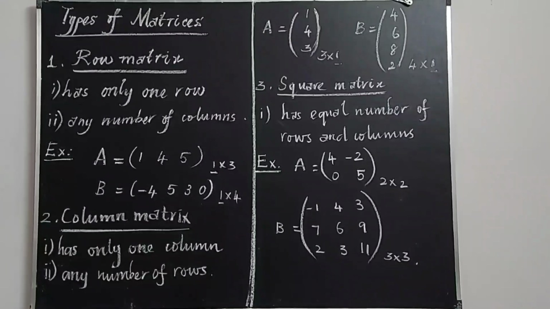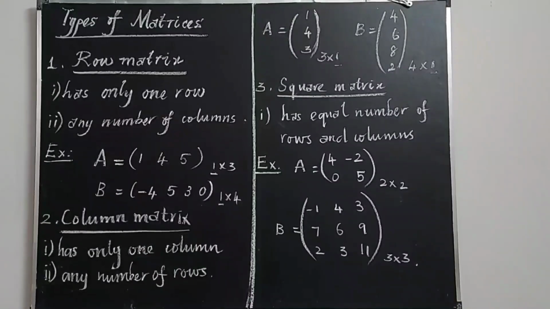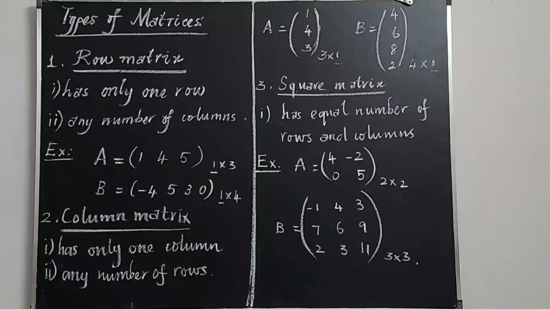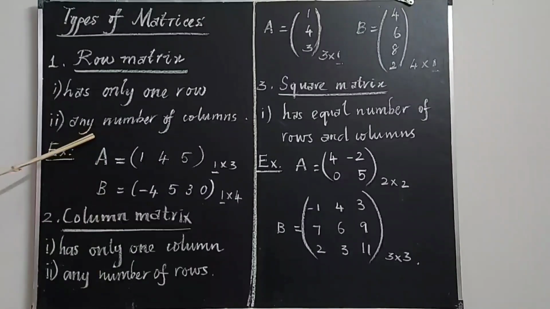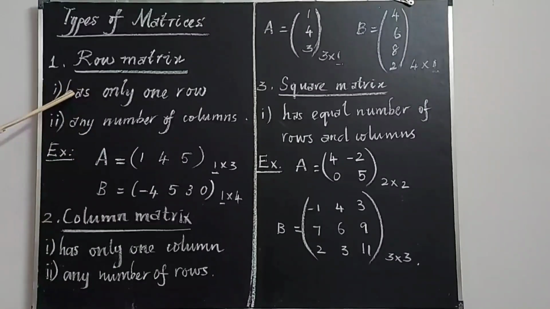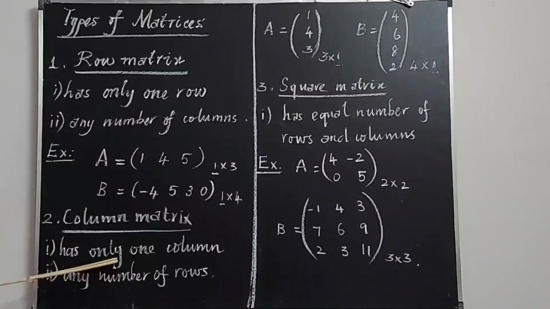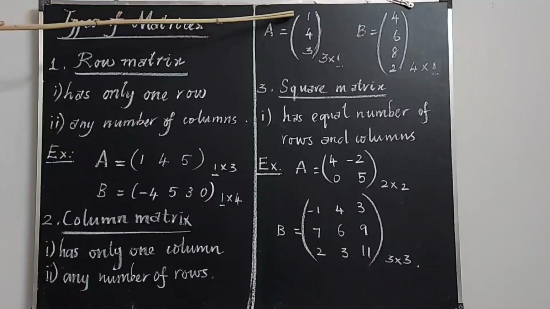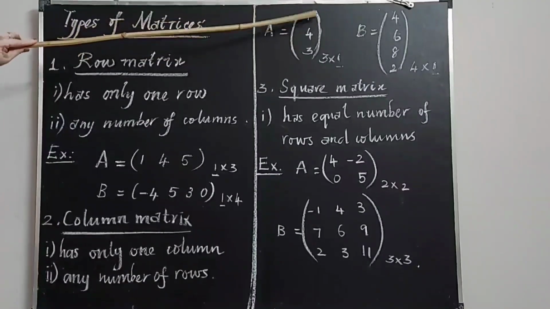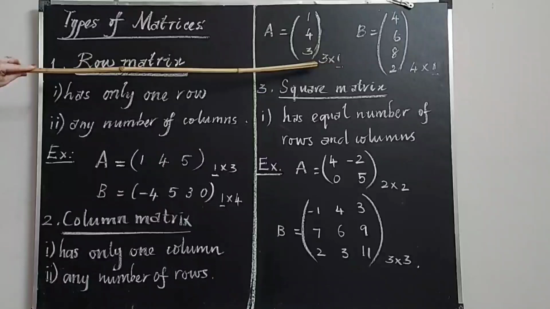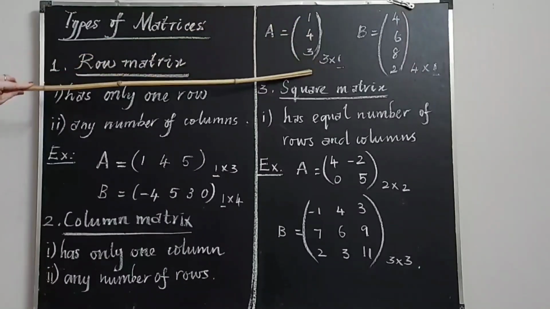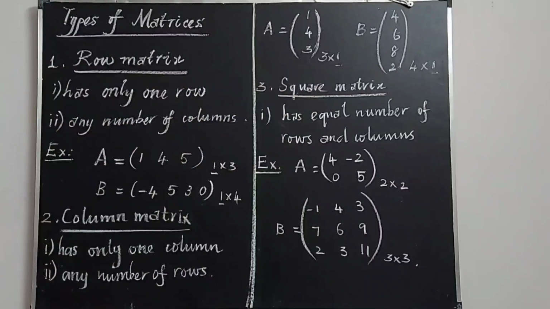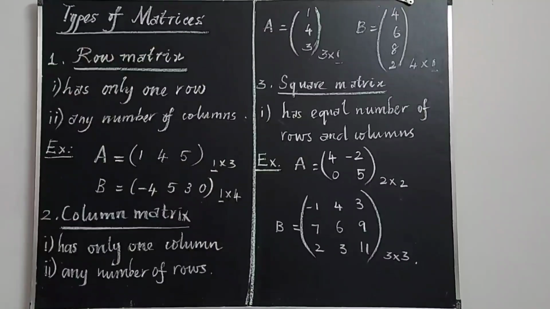Like the same, what would a column matrix be then? Yes, if a matrix has only one column but any number of rows, then it is known as a column matrix. Just the reverse of this. Here it has only one row, but in a column matrix it has only one column but any number of rows. Look at A. Here I have written 1, 4, 3. This 1 is in the first row, 4 is in the second row, 3 is in the third row, but all are in the first column. How many columns are here? Only one column. Therefore, A is a column matrix.